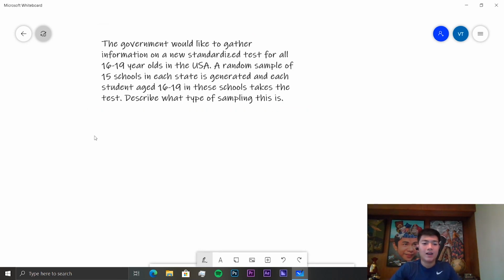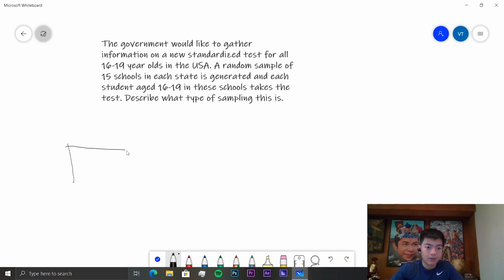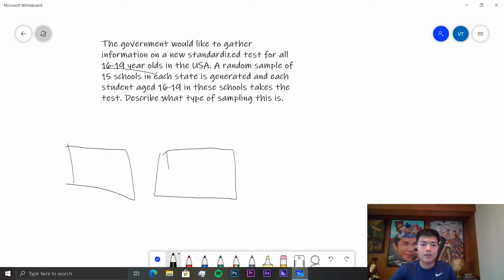So we have a random sample of 15 schools in each state. So the total population is all of the 16 to 19-year-olds in the United States. And, well, we're separating it based on state. Since we're separating it into groups, this is either stratified or quota sampling, since those are the only two sampling methods that involve dividing the population into smaller groups and then picking a sample from each one.